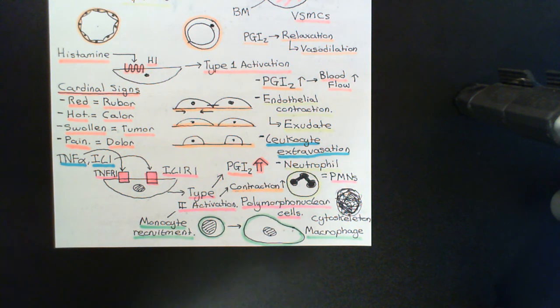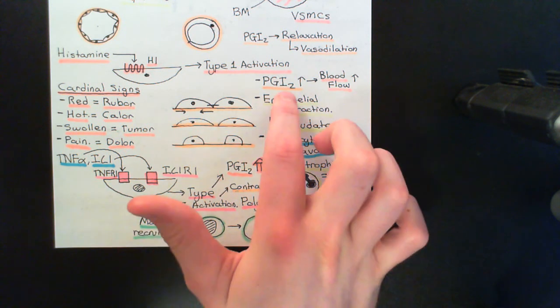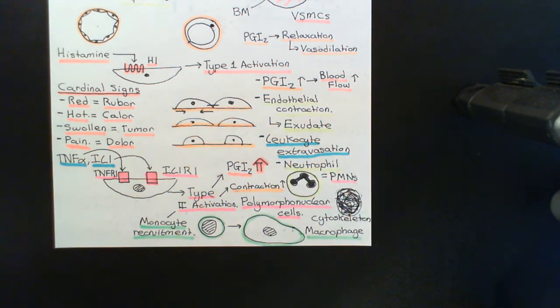So histamine is going to appear first. It's the one that appears within minutes, and it's going to affect the endothelial cells very quickly. It causes type 1 activation, which will cause them to start secreting prostaglandin I2. This prostaglandin I2 will work with the prostaglandin I2 that the sentinel cells are starting to synthesize to cause arteriolar vasodilatation, which will then lead to increased blood flow to the area. That will lead to the redness and heat associated with an inflamed area.